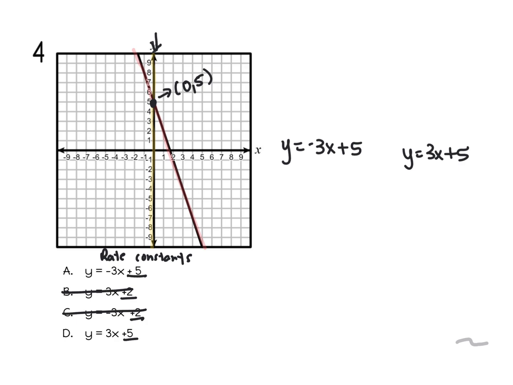Well, I already used the point 0, 5 because I plugged in 0. Negative 3 times 0 is 0 plus 5 is 5. Positive 3 times 0 is 0 plus 5 is 5. So that point's already done with. So we're going to look for another nice point on our line.